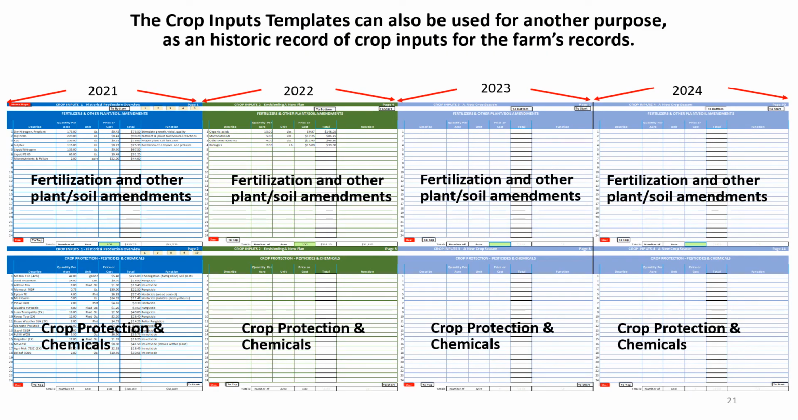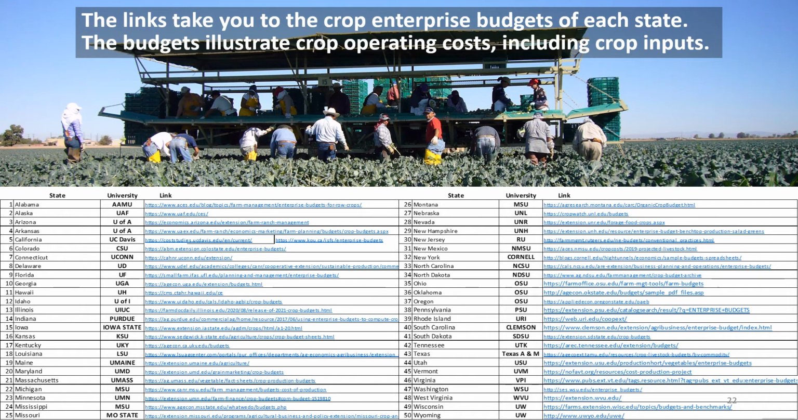The crop inputs templates can also be used for another purpose, to create an historic record of crop inputs for the farm's records. Simply rename and save a copy of the crop profitability calculators as historical record. We added a list of the links to the agricultural extension service programs at the land-grant universities in every state. The links take you to the crop enterprise budgets for the major crops of each state. The budgets illustrate farm operating costs, including crop inputs. The information is free and connects you to experts who help people with crop production questions.